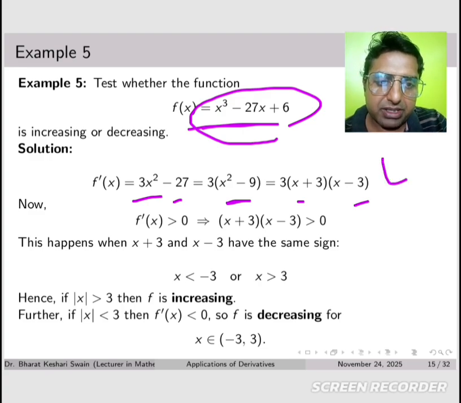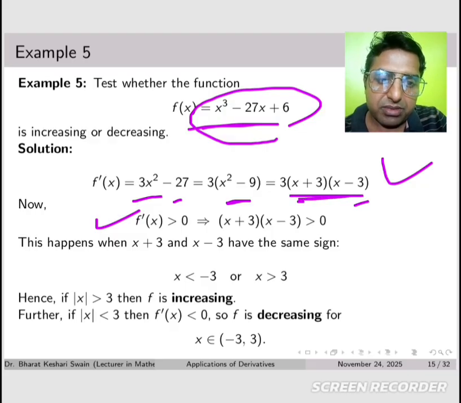So this is your f dash x. If I take f dash x greater than 0, because for increasing we know that f dash x is greater than 0, what does that imply? Just take this value: x plus 3 into x minus 3 greater than 0. This happens when x plus 3 and x minus 3 have the same sign, because greater than 0 means it must be positive.